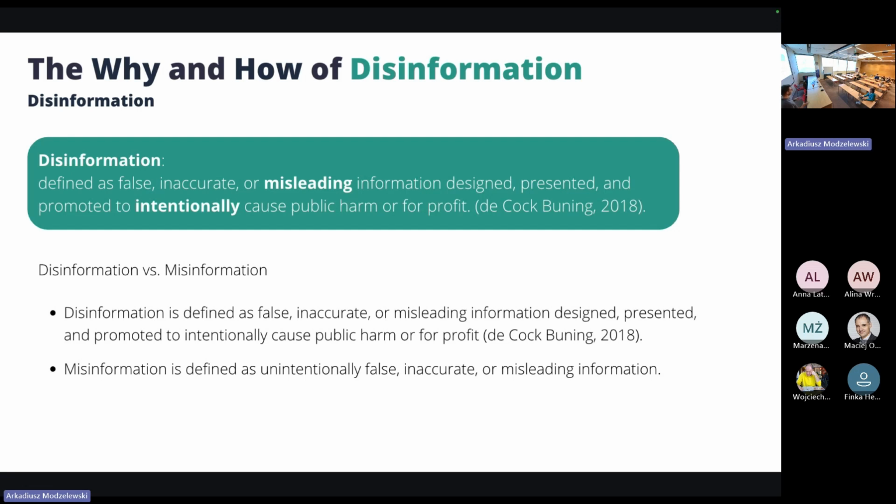When talking about disinformation, it's also important to mention misinformation. And the best way to understand misinformation is to show the difference between misinformation and disinformation. While disinformation is intentional, spread to intentionally cause public harm or for profit, misinformation is defined as unintentionally false, inaccurate, or misleading information.